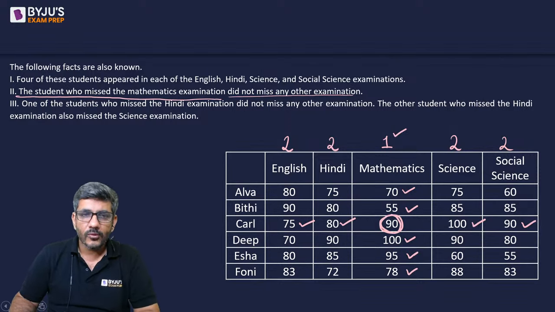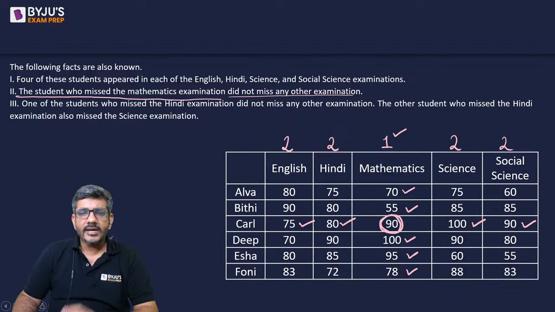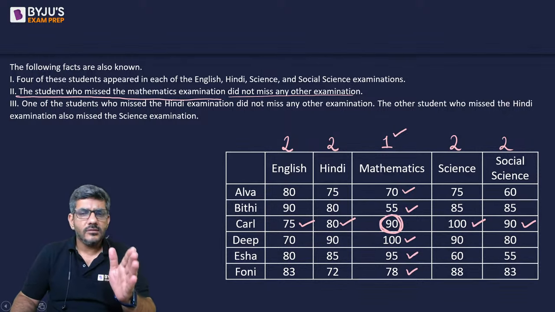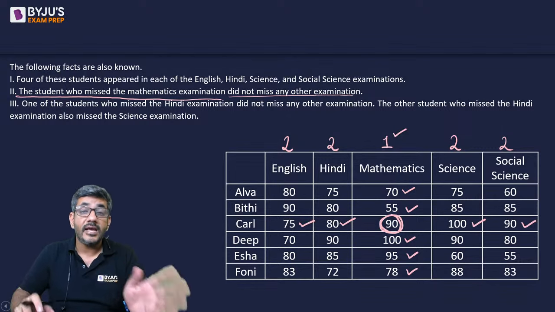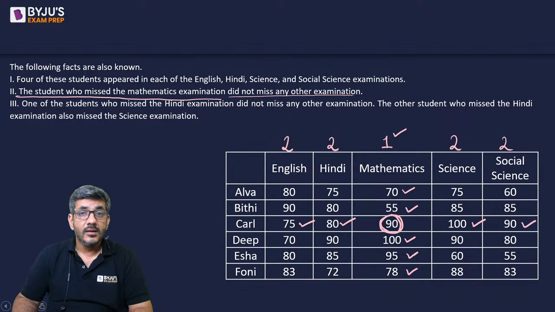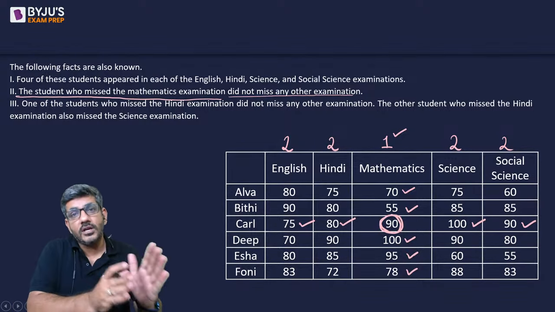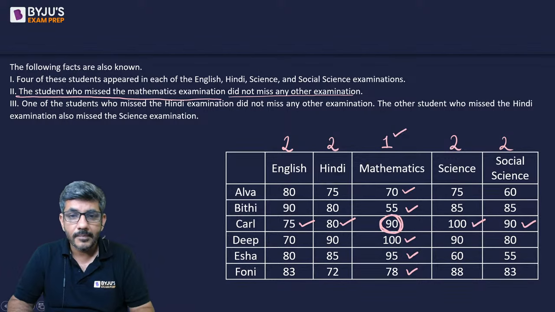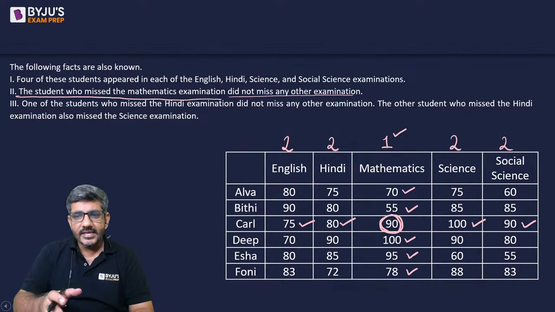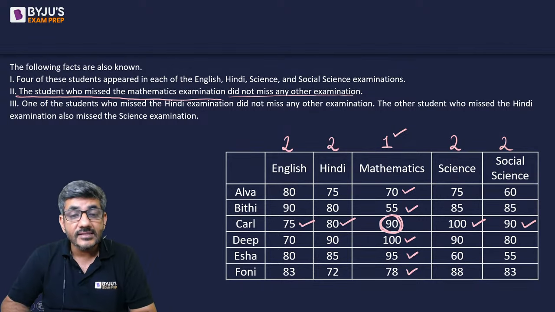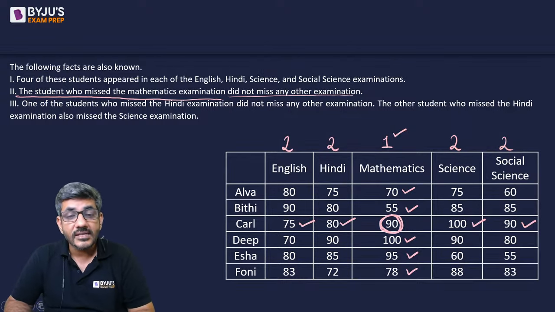One other thing you can see. When I talk about all the people now, look at Elva. Elva has same score in Hindi and science. So there is a possibility Elva missed 2 subjects. Because whenever a person misses 2 subjects, he must be having equal score in those 2. We discussed it before. Bithi has 85, 85 in science and social science. Deep has 90, 90 in Hindi and science. Phony has 83, 83 in 2 of the subjects.